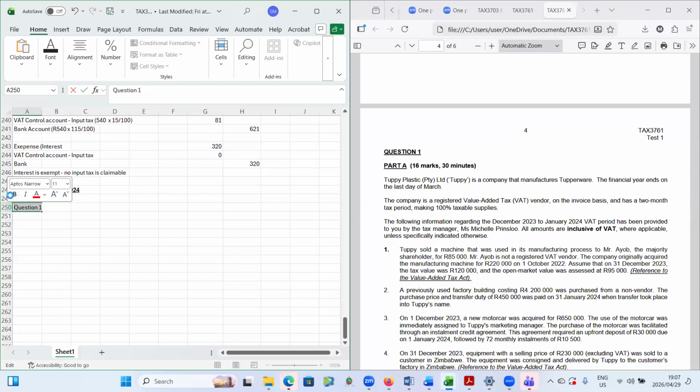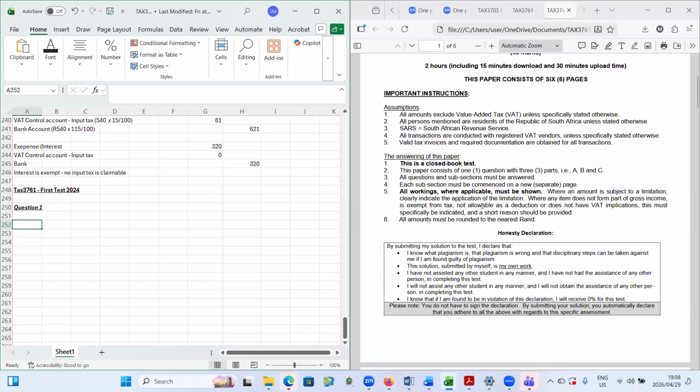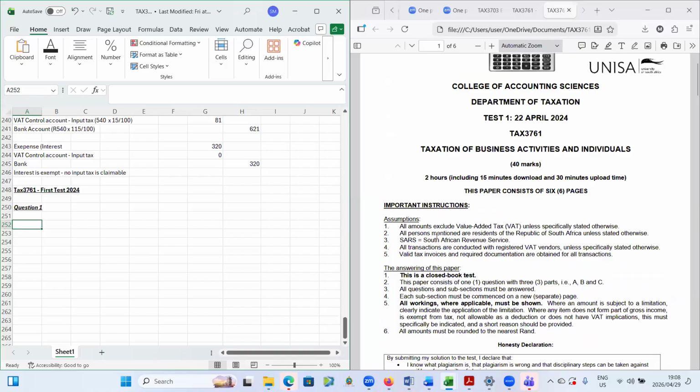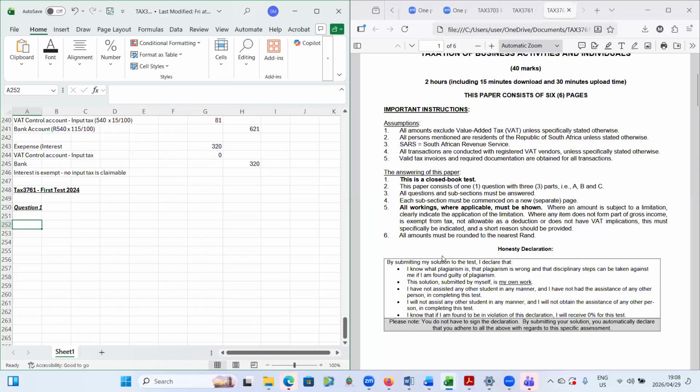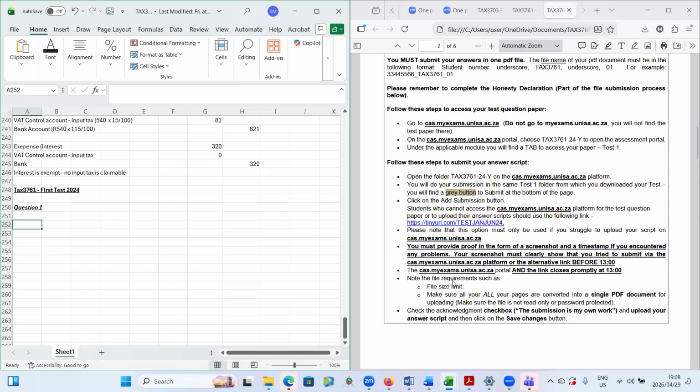Before you answer the question, it is very important that you read all the instructions. The first page tells you that all amounts exclude VAT unless specifically stated otherwise. All persons mentioned are residents of the Republic of South Africa unless stated otherwise. SARS means South African Revenue Service. All transactions are conducted with registered VAT vendors unless specifically stated otherwise, and valid tax invoices and the required documentation are obtained for all transactions. This part is very important, especially on assumptions. So you can read, but let's quickly go to our question.